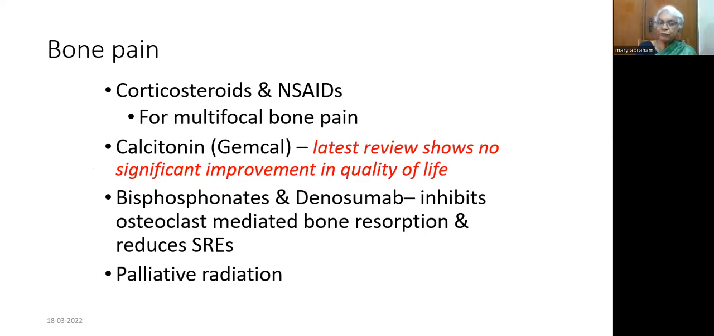Calcitonin, recent reviews have shown that it has no effect on significantly improving the quality of life. But the drugs that are commonly used are bisphosphonates and denosumab, and they act by inhibiting the osteoclast-mediated bone resorption and reducing the skeletal-related events. And of course, there's palliative radiation. Next, please.